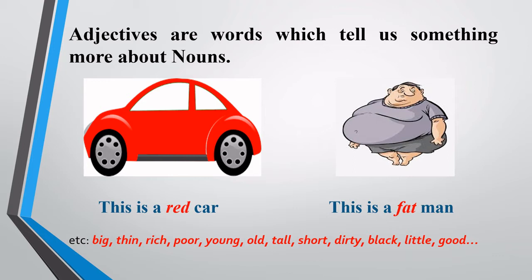Without telling this is a car, we have used an adjective, red, to tell more about the car. This is a red car. Same in the other example, if we tell that this is a man, it's true, but we don't have a clear idea. We don't know what type of a man he is. This is a fat man. Okay, now we know more about the man. He is a fat man. So it's very clear now that the adjectives are used to describe more about the nouns.